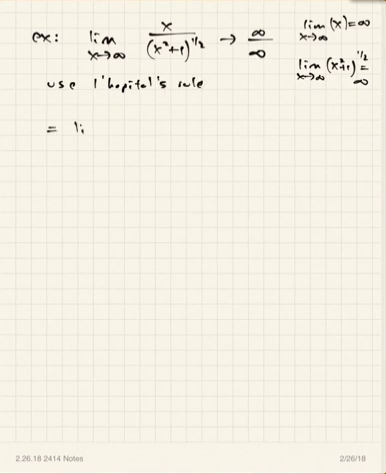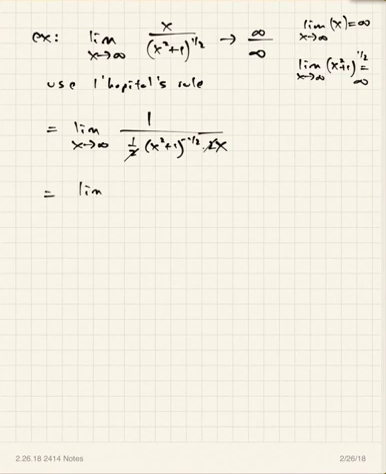And so you get the limit as x goes to infinity of 1 in the numerator, and then in the denominator I get 1/2 times (x squared plus 1) to the negative 1/2 times 2x. Now watch what happens. The 2's divide out in the denominator there, and so I have the limit as x goes to infinity of 1 over (x squared plus 1) to the negative 1/2 times x. And so you get rid of the negative exponent there, right?